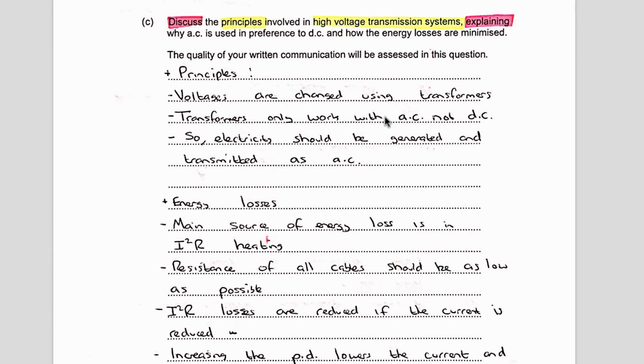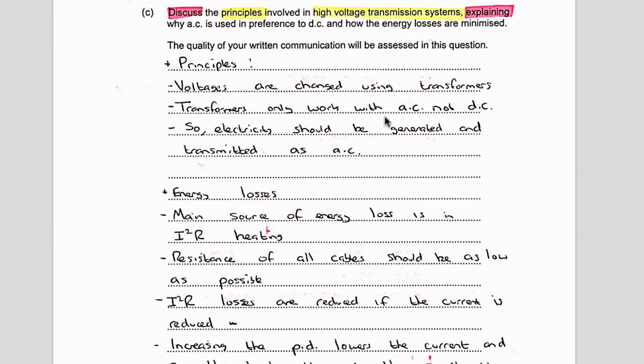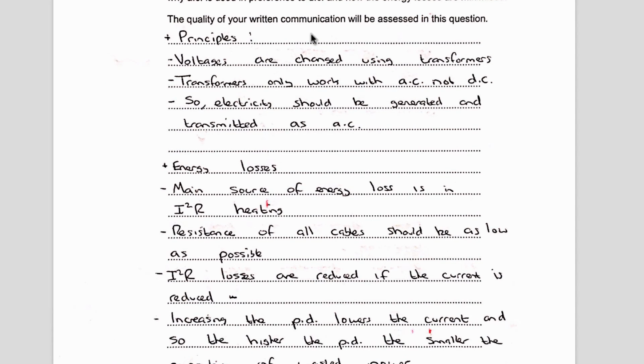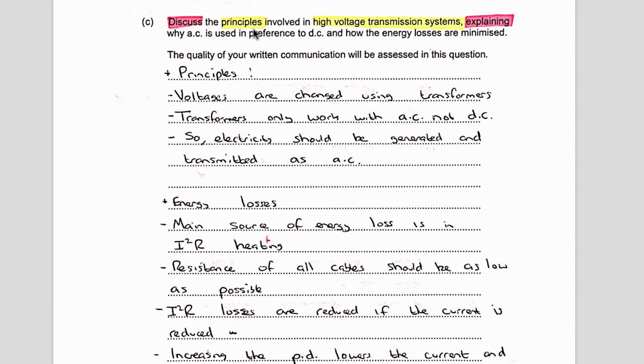And then for part C, we've got another written question. We've got a discuss question. So we're asked to discuss the principles that are involved in high voltage transmission systems, and also explain why we use AC and not DC, and also how energy losses are minimised. So there are basically 3 bits, really. We want the principles involved, in particular looking at AC, DC, and then finally look at how energy losses are minimised. So in terms of principles, principles basically means how does it work.